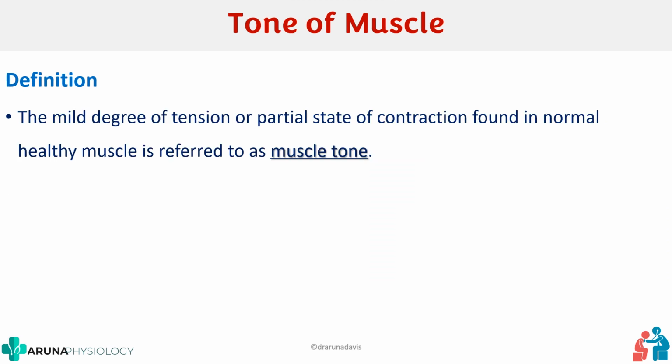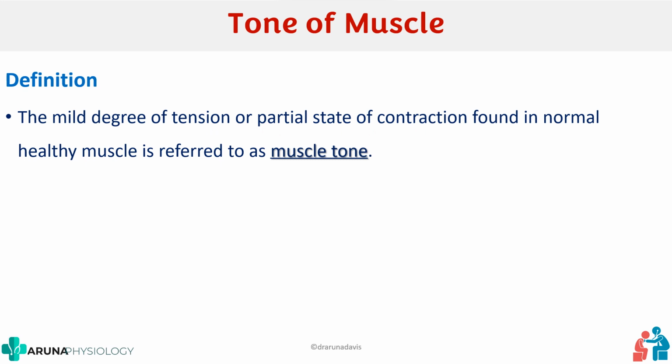Okay. Next is tone. A very favorite question for the examiner is: define tone. So what do you mean by tone? Tone is a mild degree of tension or partial state of contraction found in normal healthy muscle. So that is meant by tone. It is a mild degree of tension or partial state of contraction.